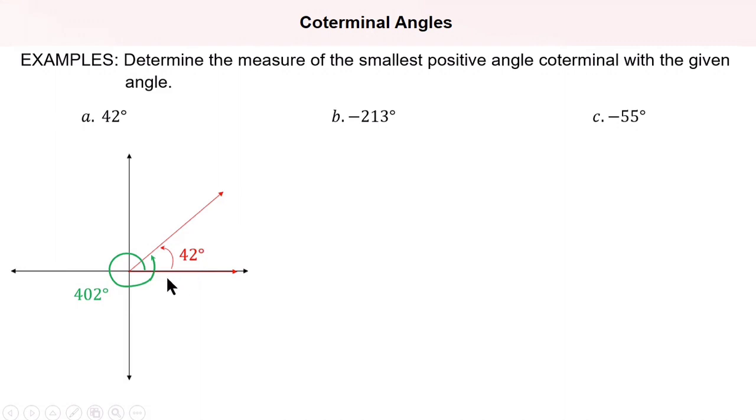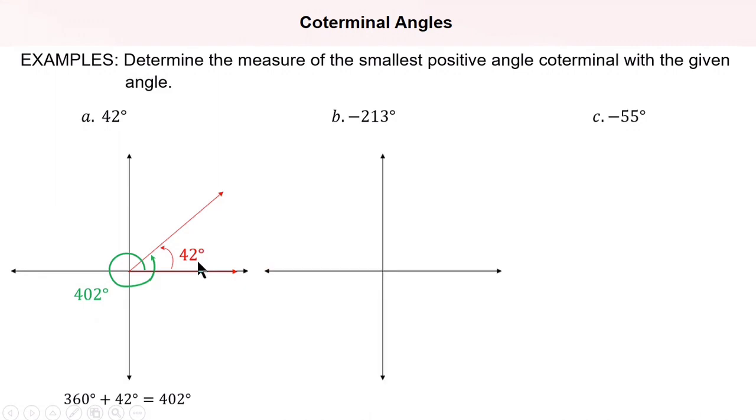One complete revolution is 360 degrees. Plus this angle, which measures 42 degrees, is equal to 402 degrees. And this is the smallest positive angle coterminal with 42 degrees.